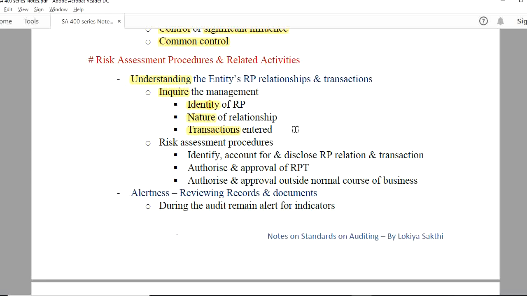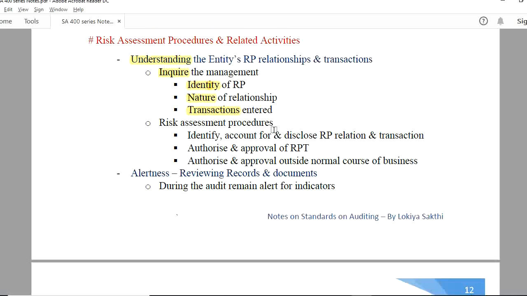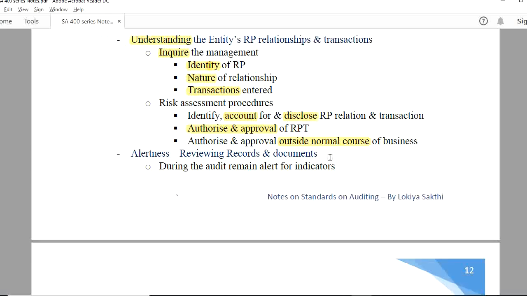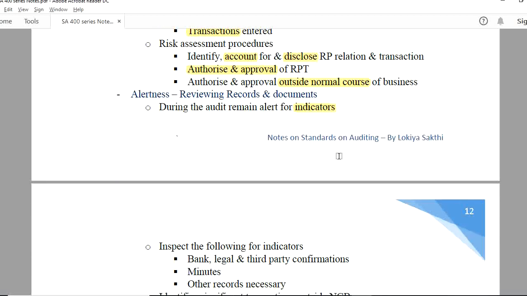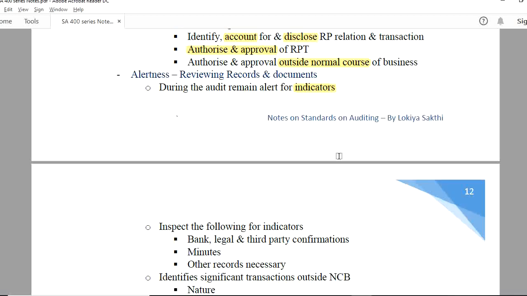of such transactions. Besides this, he shall also carry out his own procedures in order to identify any such related parties, and whether they have been properly accounted for and disclosed, whether the related party transactions have been properly authorized and approved, and whether any transaction with the related parties has been carried out which is outside the normal course of the business. During the audit, the auditor is required to remain alert throughout the inspection of the books of accounts so that any indicators of the existence of related party relationships or transactions might be found which the management has not previously disclosed to the auditor.